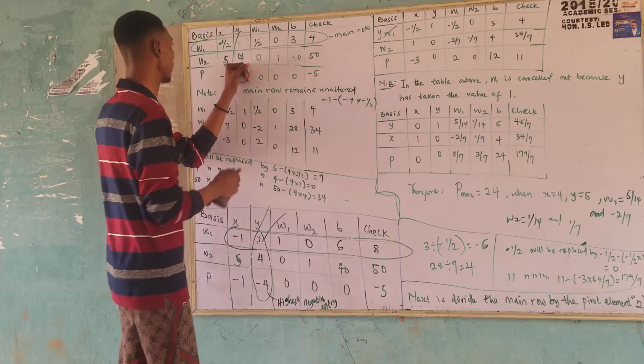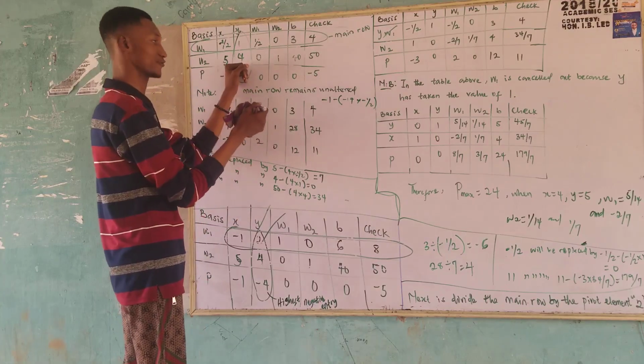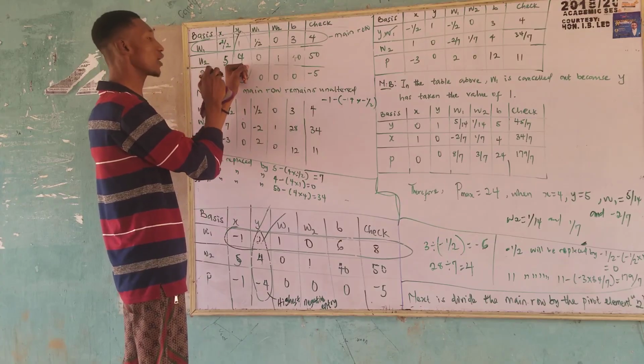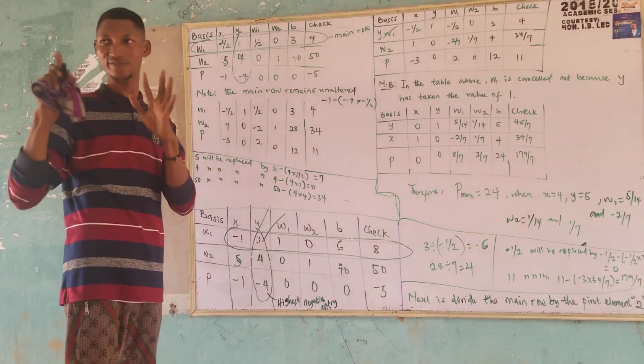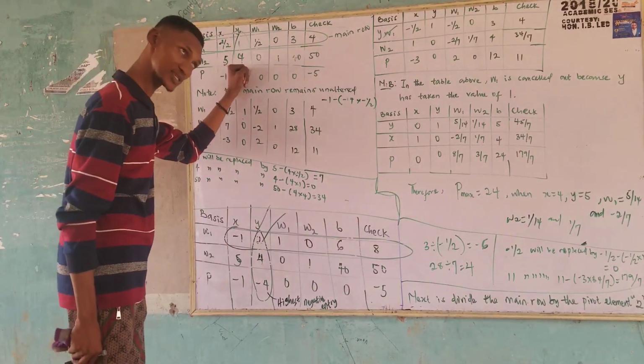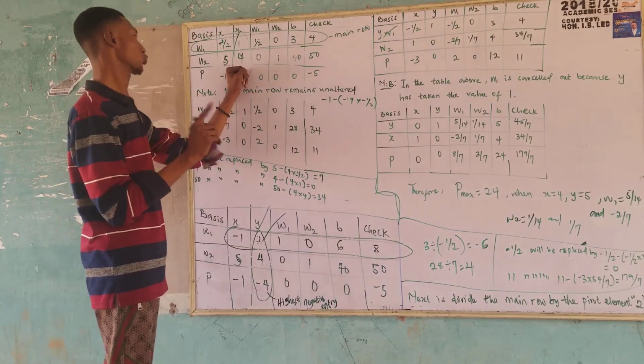Next one, minus 4. So I want to replace minus 4. What will I have? That will be minus 4 minus. So it will be complex if you are doing it like that. So what you do is just close it. Close it first.